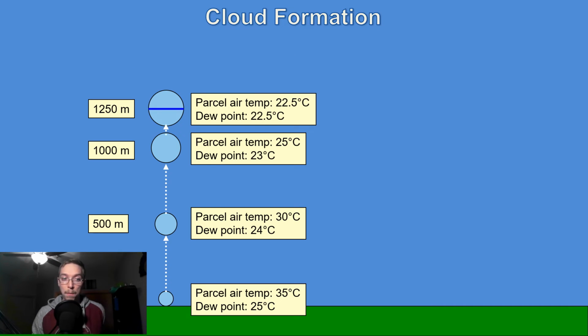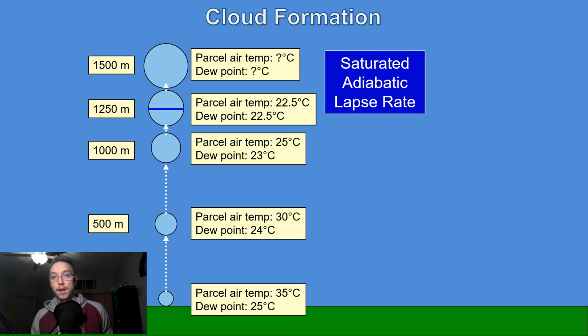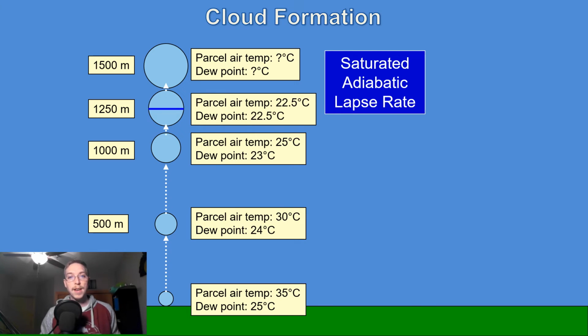So once we hit that point, we have to change our lapse rate that we're using. We have to shift to using our saturated adiabatic lapse rate. The saturated adiabatic lapse rate is just that rate of cooling or warming that occurs in saturated air. The rate of temperature change is typically between about 0.4 to 0.9 of a degree Celsius per every 100 meters.